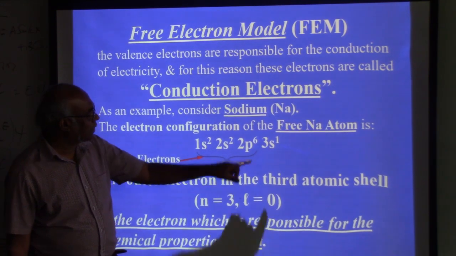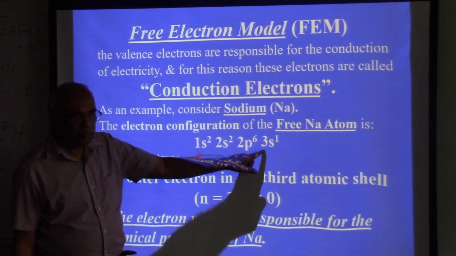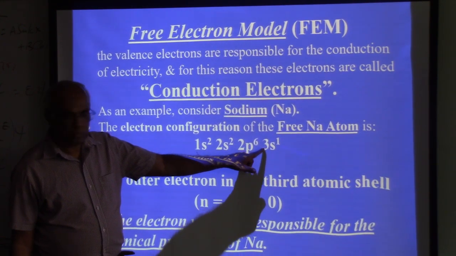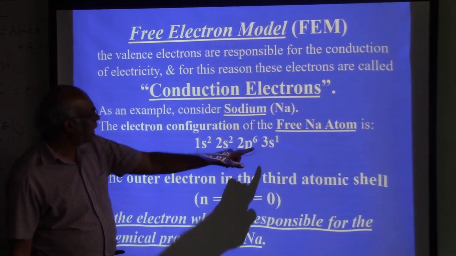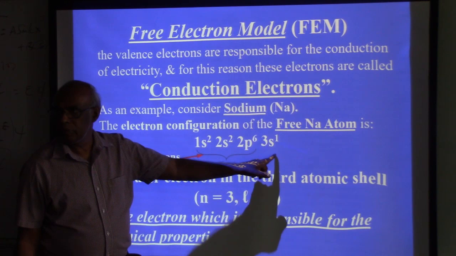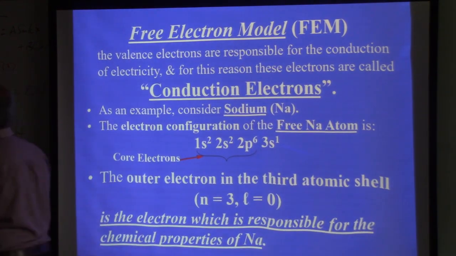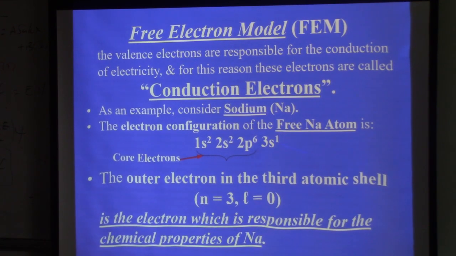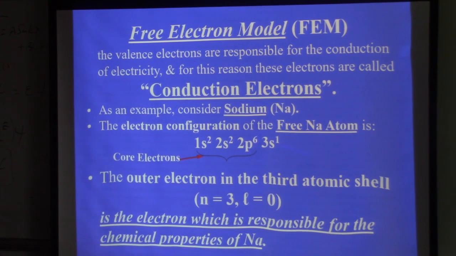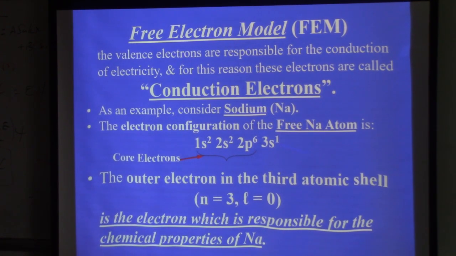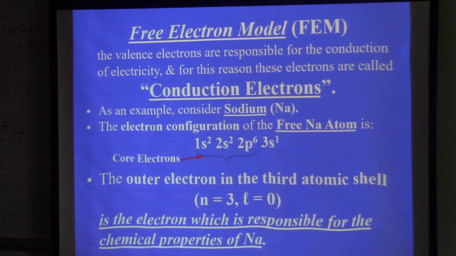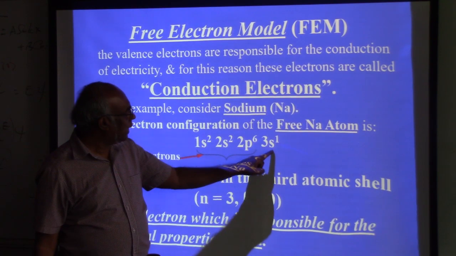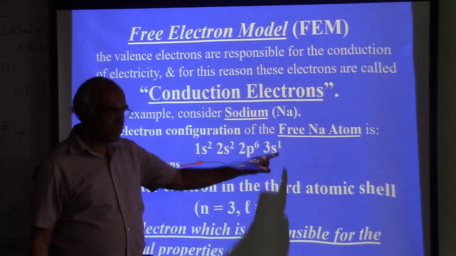Now the valence electron, what is the principal quantum number? n equals 3, right? Then we have l equal to 0. Remember, l equals 0 is the s orbital, l equals 1 is p, l equals 2 is d, like that. So this electron has n equals 3, l equals 0.